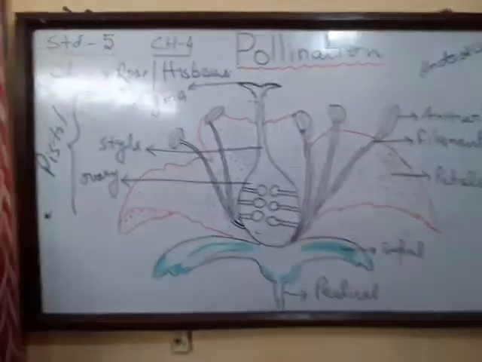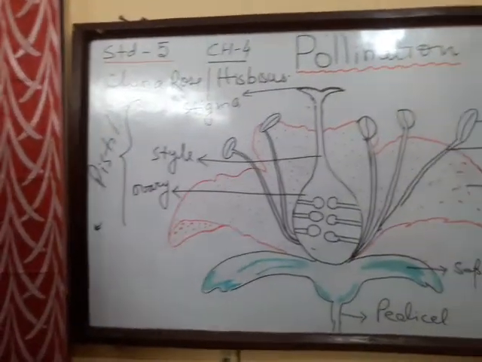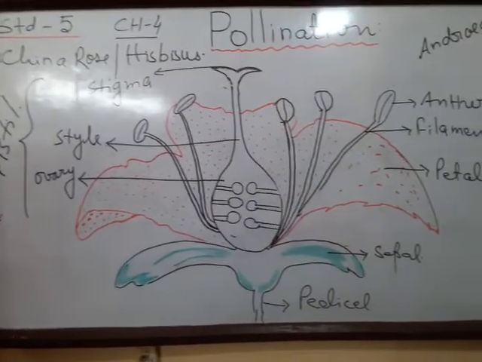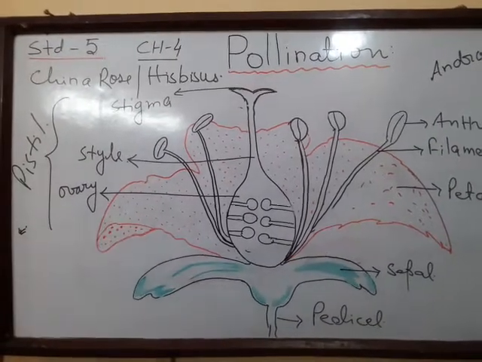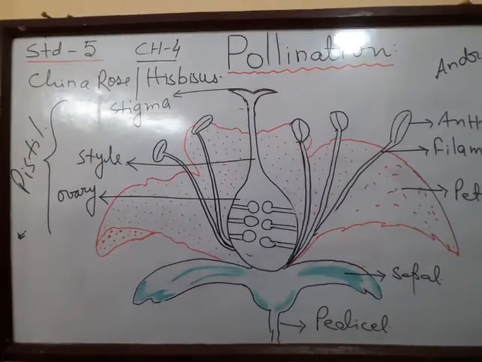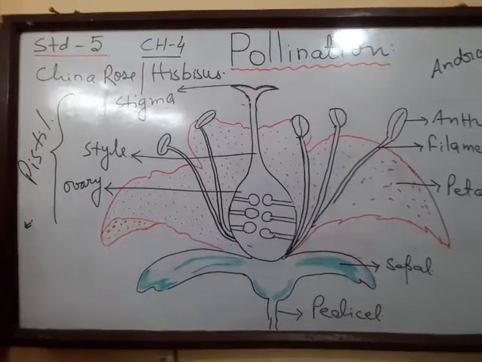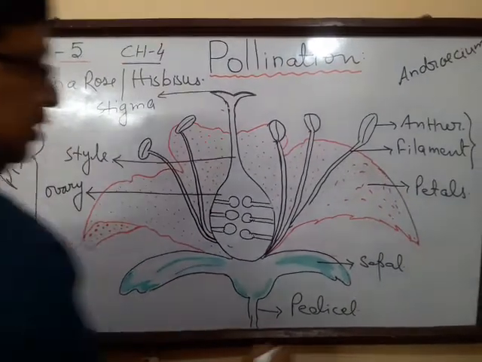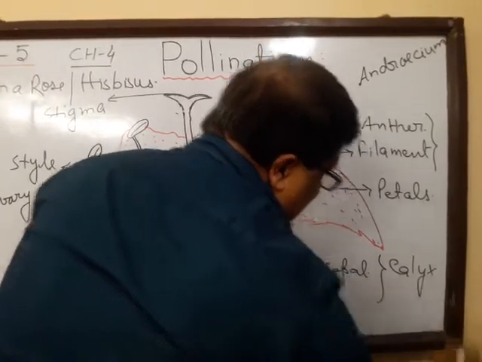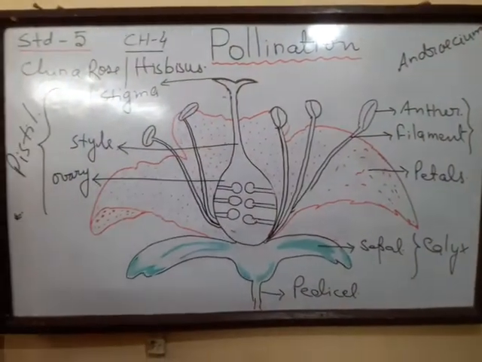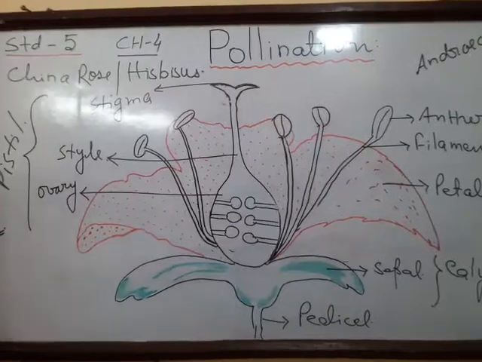First, a flower generally has 4 parts, namely the calyx. I have labeled there the sepals. Actually the sepals are the units of a calyx. The calyx is made up of the sepals. This is the calyx. The units are called the sepals.